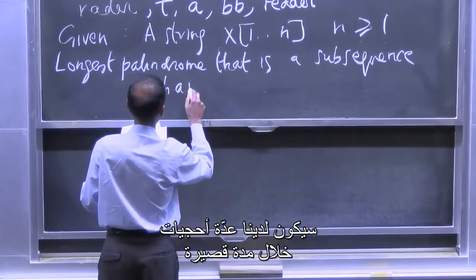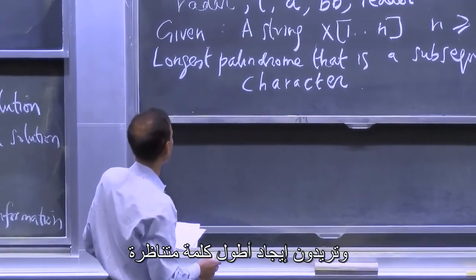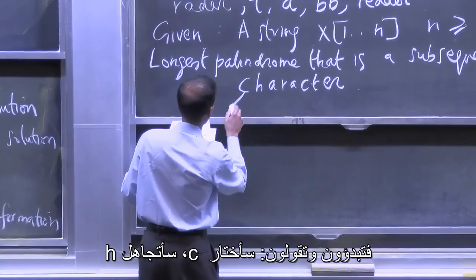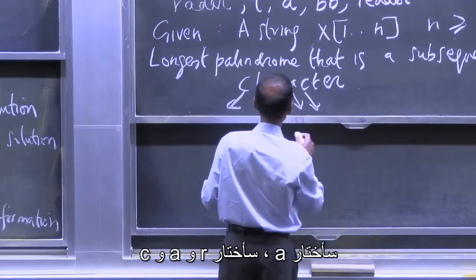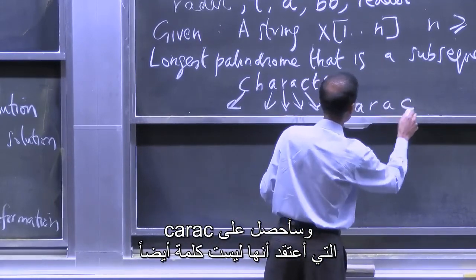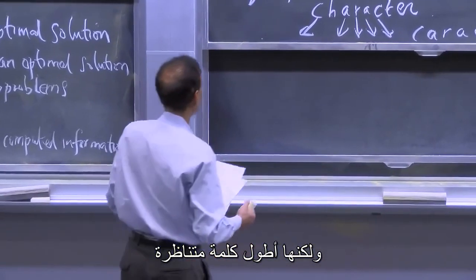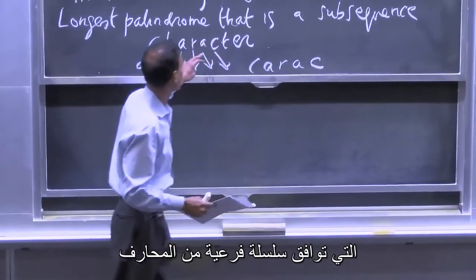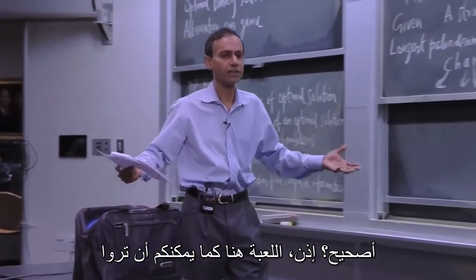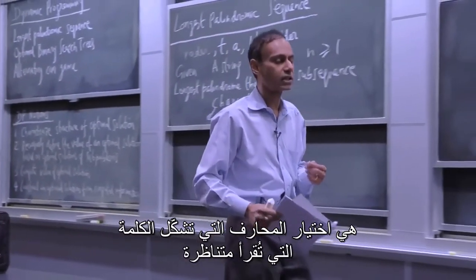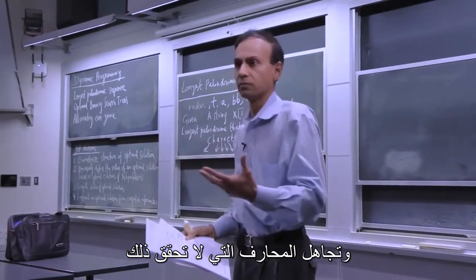We'll have a couple of puzzles here in a second. So, character. And you want to find the longest palindrome. And so you go, I'll pick C, I'll skip H, I'll pick A, I'll pick R, A, and C. And charac, which I guess is not a word either, but it's the longest palindrome that corresponds to a subsequence of character, right? So the game here, as you can see, is to pick the letters that form the palindrome and drop the ones that don't, okay?